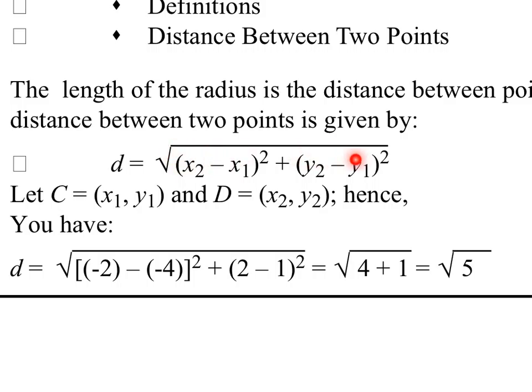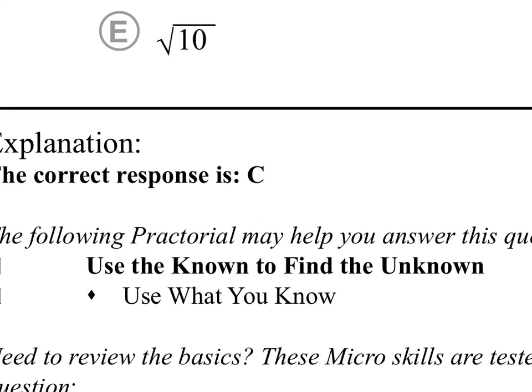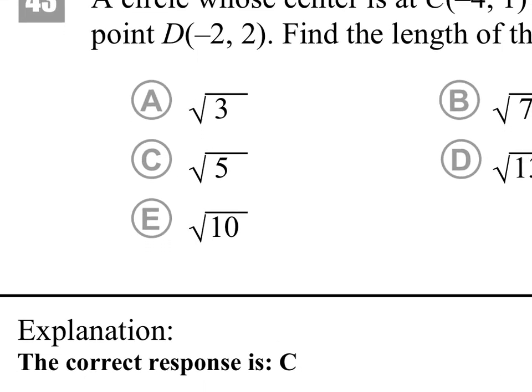but it's the difference of the x's squared and the difference squared of the y's. Then you add them together and find the square root. So if you pop in your points, it just comes out to be square root of 5. And that should have been one of your choices up here. Yeah, so it's C.